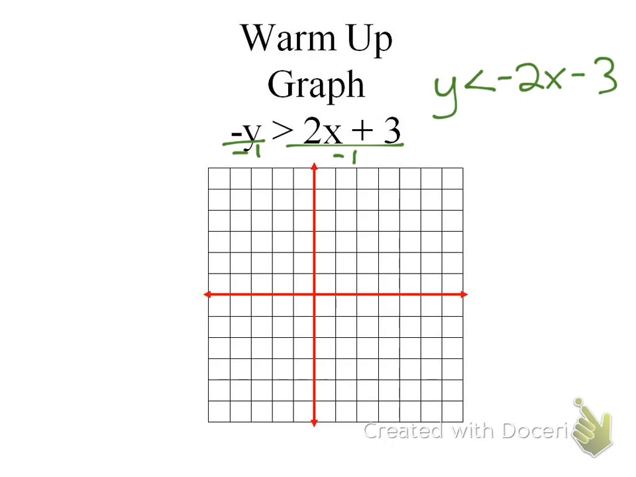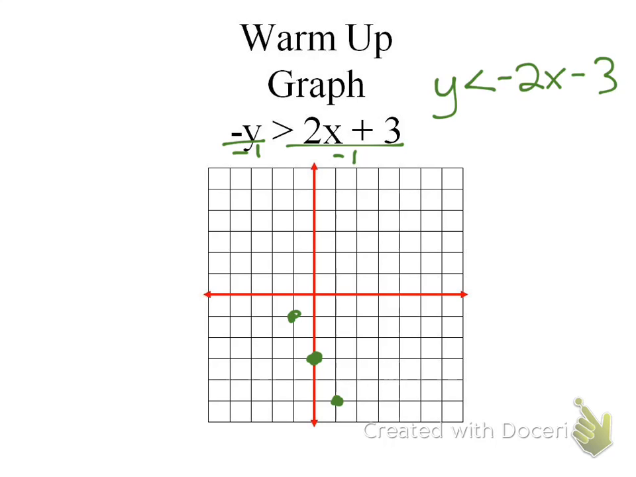So the y-intercept here is at -3. That's going to be my starting point. The slope is -2, which means I go down 2, right 1. We're kind of off the graph, so you could also go up 2, left 1 if you want another point.